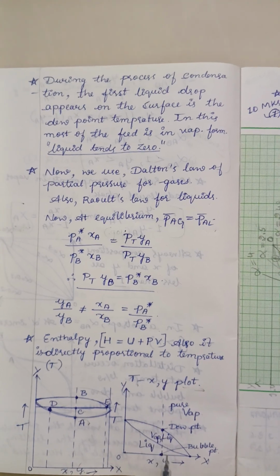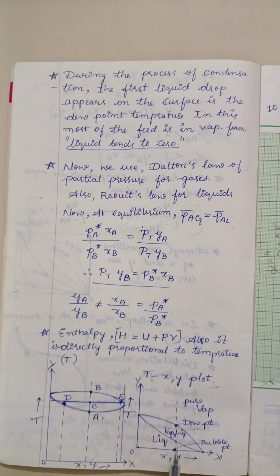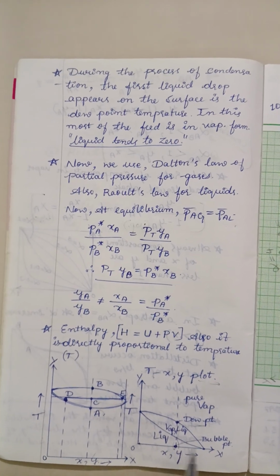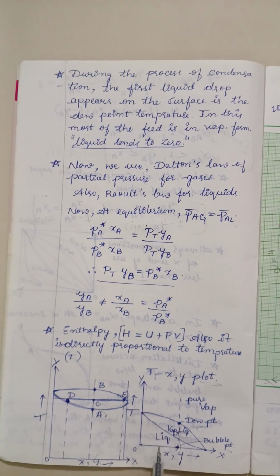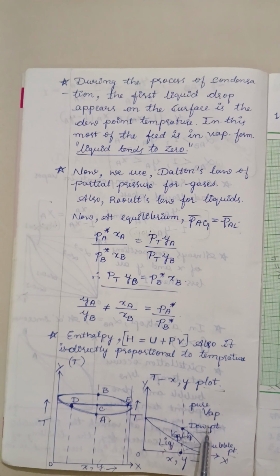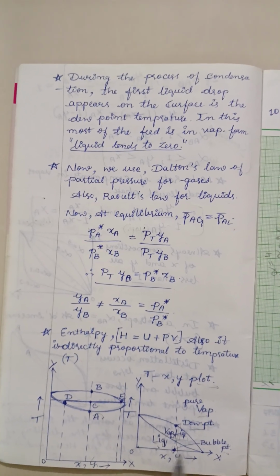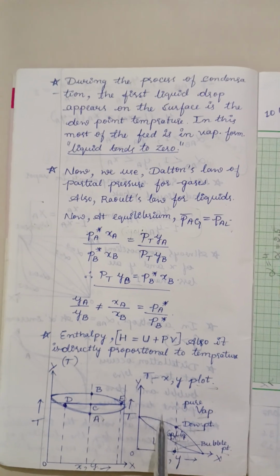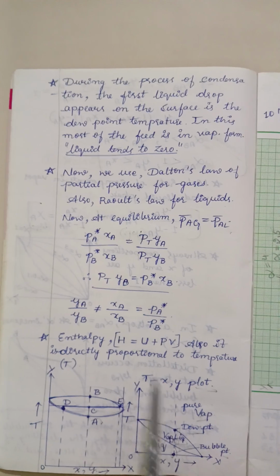Again we are taking one reference point. Then we have the dew point. This is the dew point here. Below it will be the bubble point. In between is vapor and liquid, with the liquid below and the vapor above. Above the dew point it is pure vapor, and below the bubble point it is liquid. So we are showing the states of the fluid here.